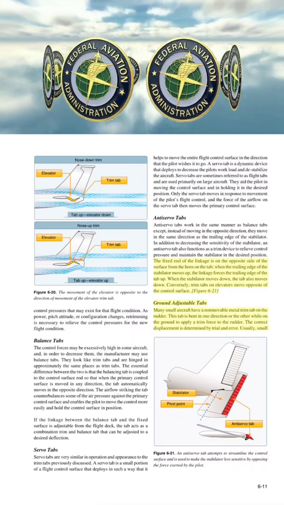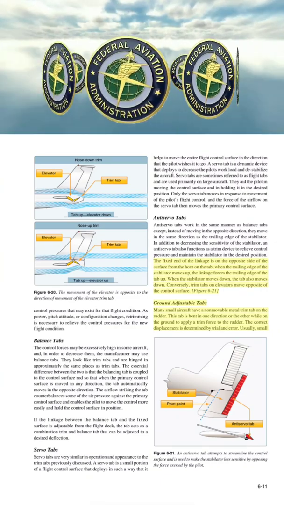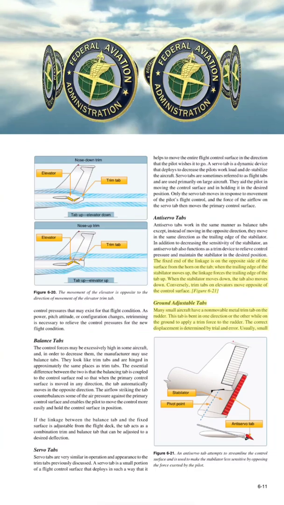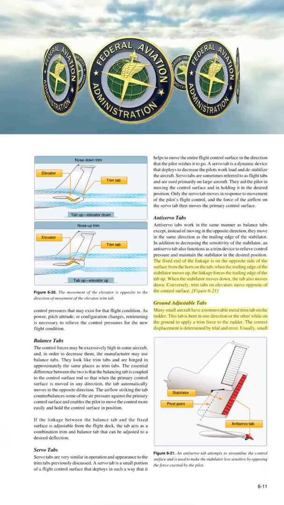Many small aircraft have a non-movable metal trim tab on the rudder. This tab is bent in one direction or the other while on the ground to apply a trim force to the rudder. The correct displacement is determined by trial and error, and is usually small.